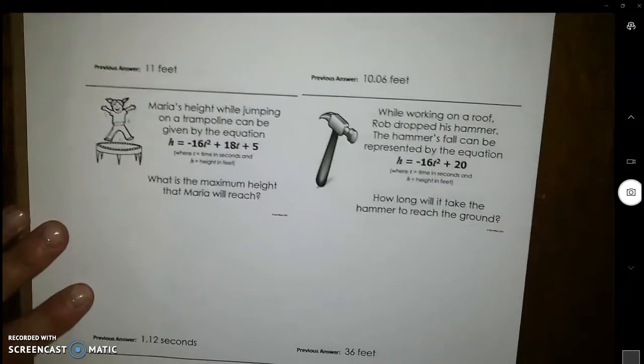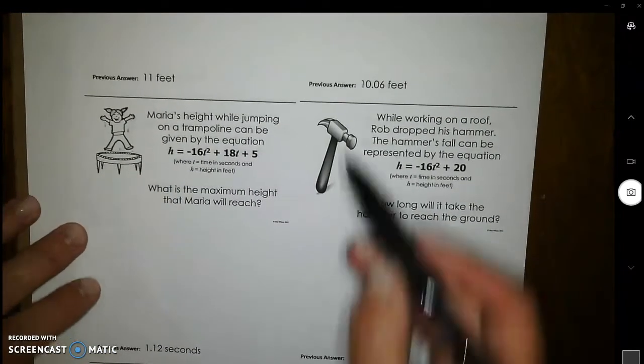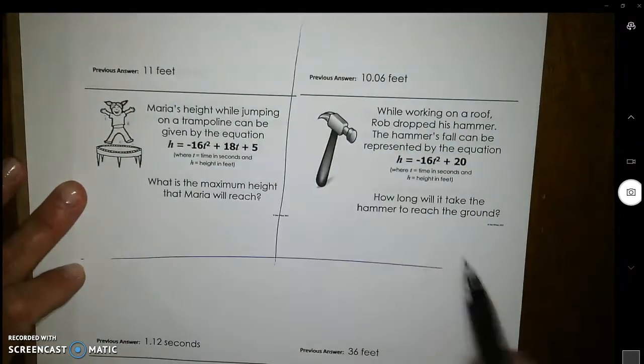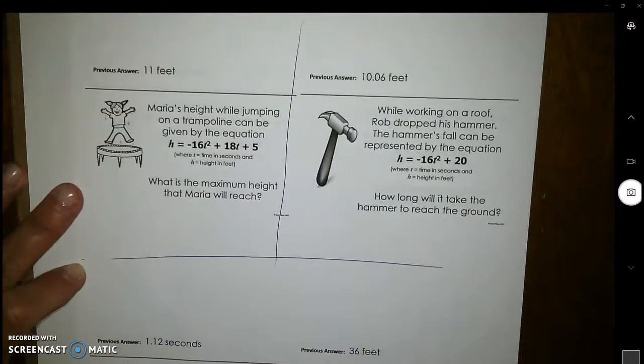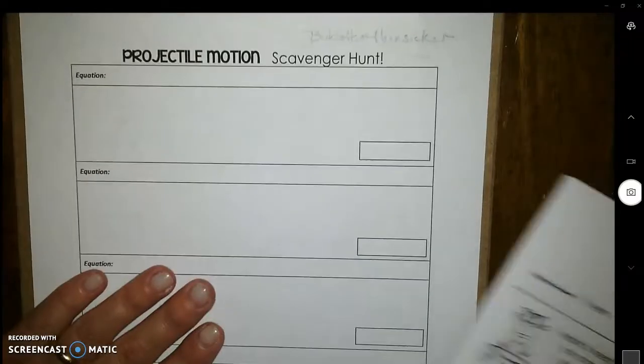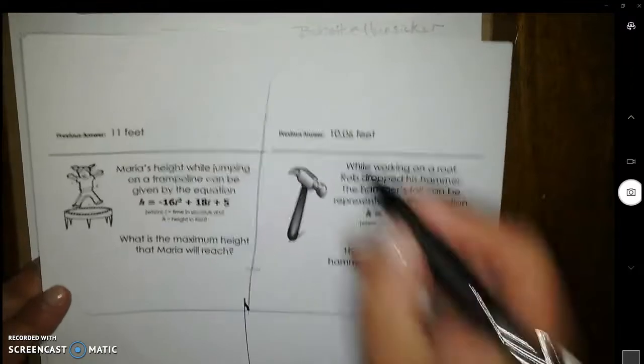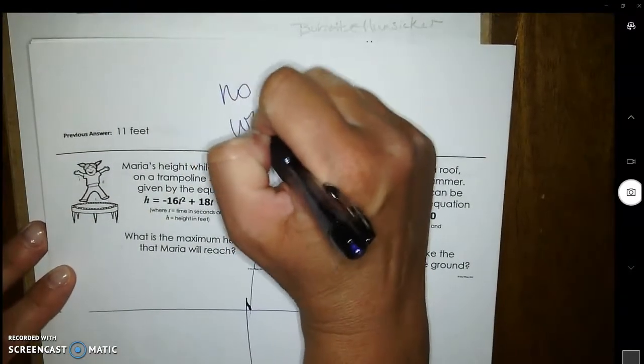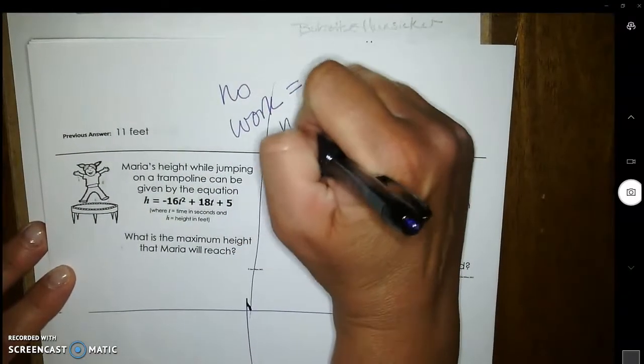All right, so typically this would be a scavenger hunt, and each word problem would be printed on one page and then put around the room, and you would have to go find an answer. So there's a really good chance that the answers are in order, and that's okay. As long as you have the work to back it up, I don't care, okay? Keep in mind, no work means no credit.